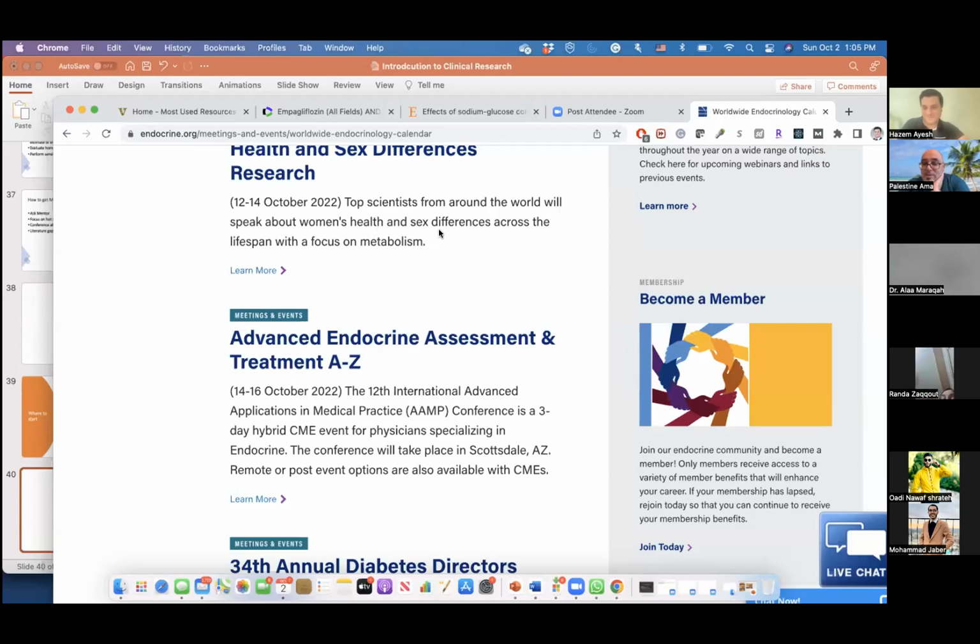Okay. A question from Mohammed. Can you do a meta-analysis in the Web of Science search tool?